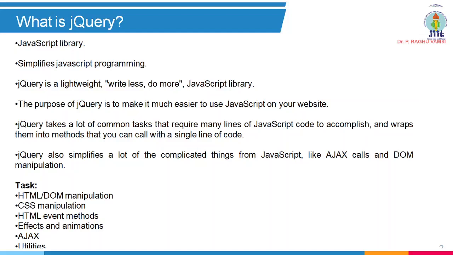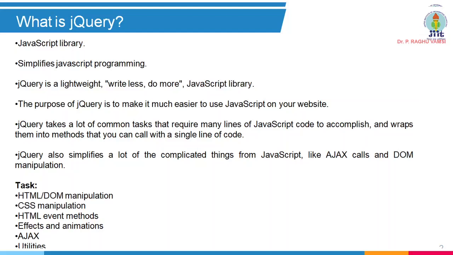The purpose of jQuery is to make it much easier to use JavaScript on your website. jQuery takes a lot of common tasks that require many lines of JavaScript code to accomplish and wraps them into methods that you can call with a single line of code. That is the specialty of jQuery. jQuery also simplifies a lot of complicated things from JavaScript, like Asynchronous JavaScript and XML, that is AJAX calls, and DOM manipulation. These kinds of things are easily handled using jQuery.